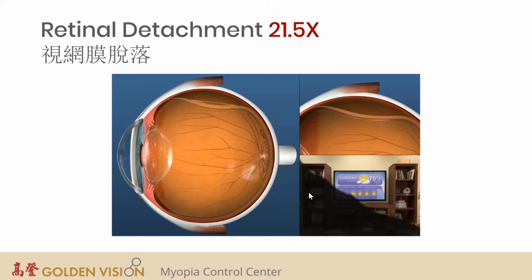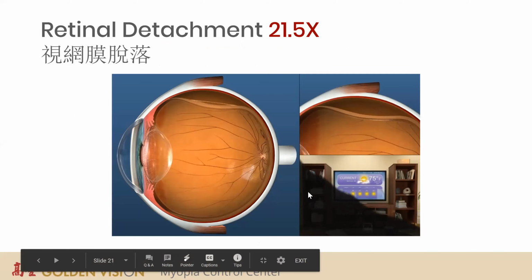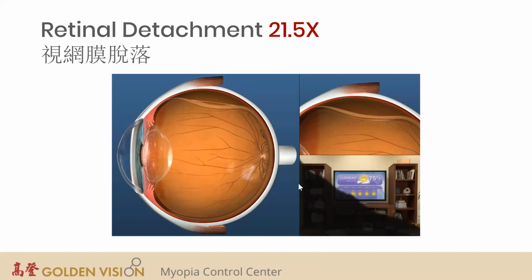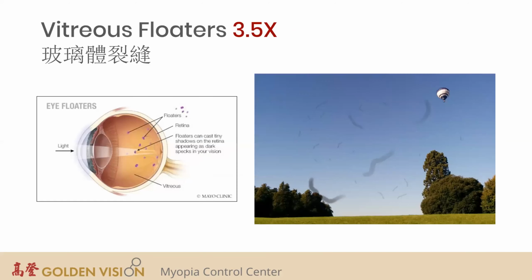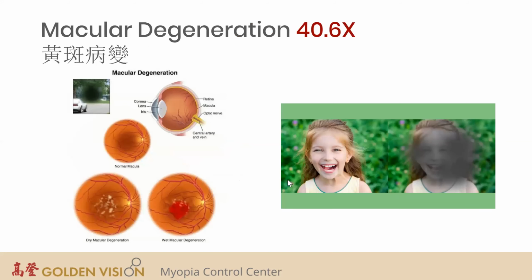You can permanently lose your vision, a lot of your vision, even after repair. Other diseases related to myopia, on the next slide, include vitreous floaters, which are very common. You see a little mosquito or hair-like thing floating across your eyes, very common among myopic patients. With high myopia, the risk of developing these conditions is about 3.5 times higher.